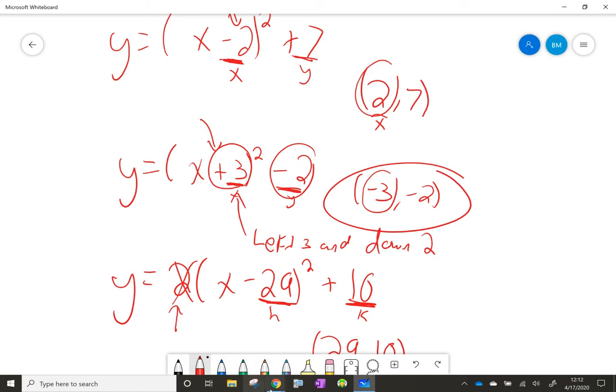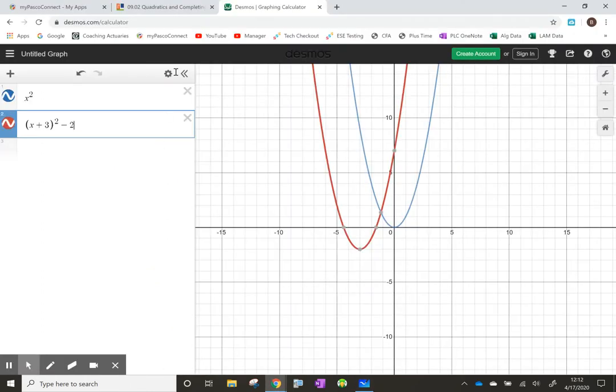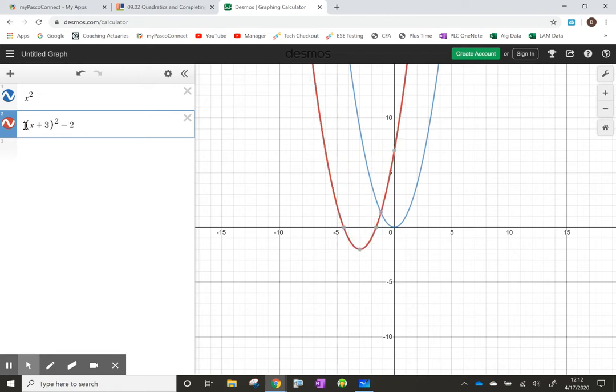So that's vertex form. It's very convenient. It's very useful, obviously. And if you put an a value in the front of it, it's going to make it either narrower or wider. So numbers bigger than 1 are going to make the graph more narrow. So if I put 2 there, the line gets skinnier. If I put 5 there, it's going to get even skinnier. If I put 15 there, it's going to be even skinnier.